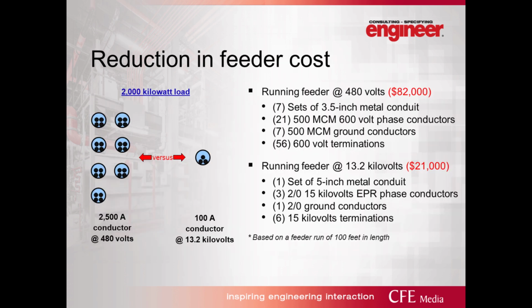Same thing with the cost of the feeder. In the instance we were just talking about, the 2,000 kW load takes 7 sets of cable for 2,500 amps. At 13.2 kV, it's one set. It's only 100 amps. So when you're looking at the conduit involved, the actual phase conductors, the grounding conductor, and all the terminations at the 480 level, it could add up to about $82,000. On the 13.2 side, because you only have one set, you only have 3 conductors, and you're only looking at 6 terminations, even though they may be medium voltage terminations, you're looking at $2,100. So again, when you look at large facilities, this can start to add up.